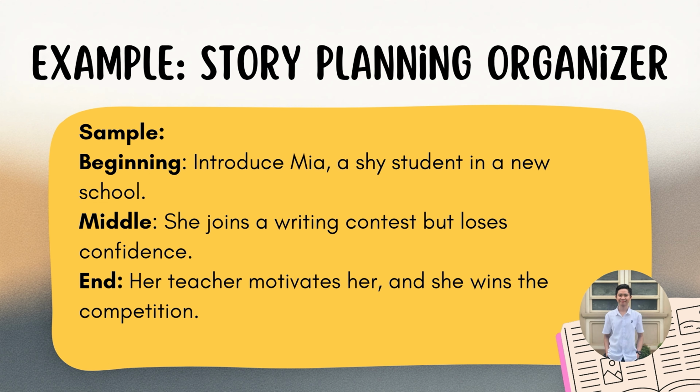Here is an example of how a student might use the Story Planning Organizer. In the beginning, the student introduces Mia as a shy girl who's new to her school. In the middle, she faces conflict, losing confidence in a writing contest. And in the end, she regains her courage and wins. This simple outline helps students see their stories structured clearly.